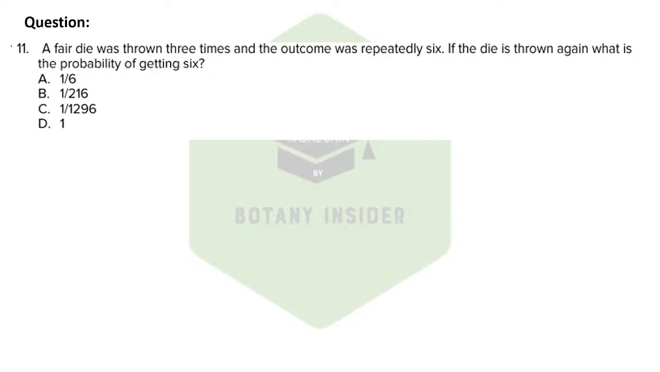Give it a try to this question now. A fair die is thrown 3 times and the outcome was repeatedly 6, right? Now, if the die is thrown again, what is the probability of getting 6 again? So, you have a normal die and every time you throw it you're getting 6. What will happen if the die is thrown again? What is the probability of getting a 6 again? Try out the question now. Very simple.